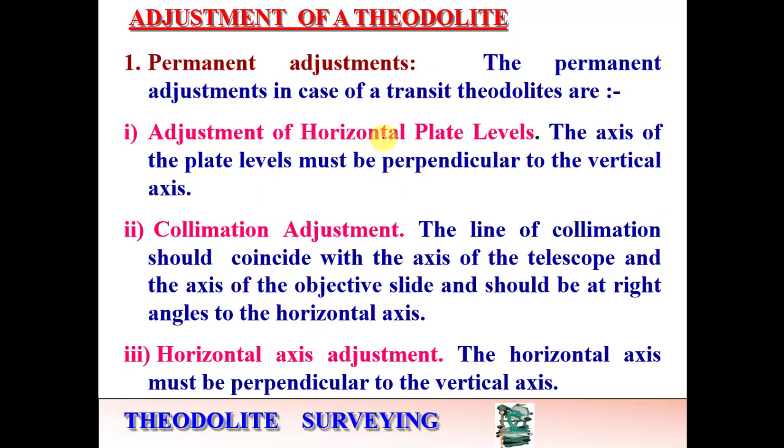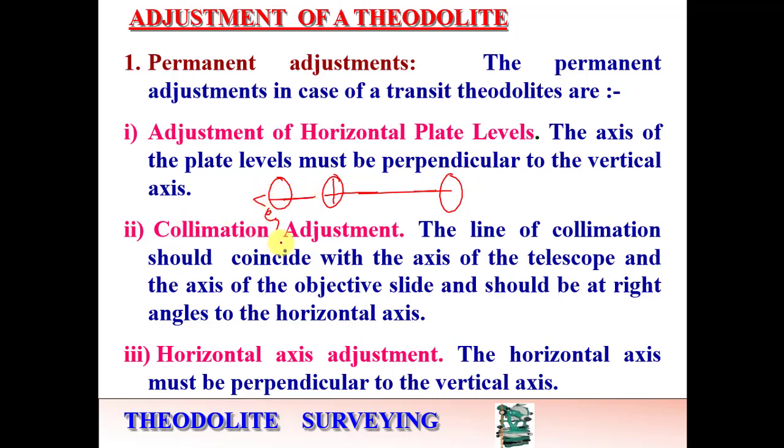So inside the permanent adjustment we have different sub points, like adjustment of the horizontal plate level. This is related to your horizontal circle. Line of collimation is related to the center of your diaphragm and the center of your object lens, the line passing through these two. Suppose this is your diaphragm and this is your object lens. An imaginary line passing through this must coincide with the eyepiece center.